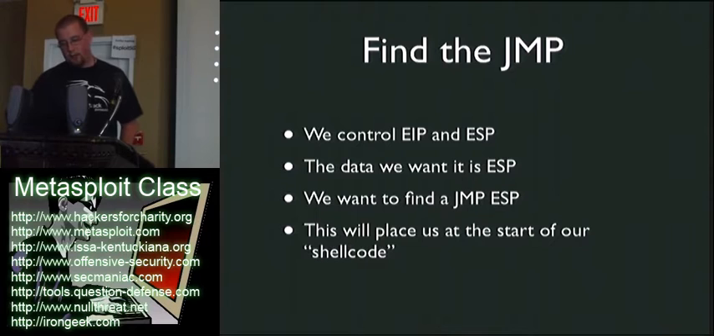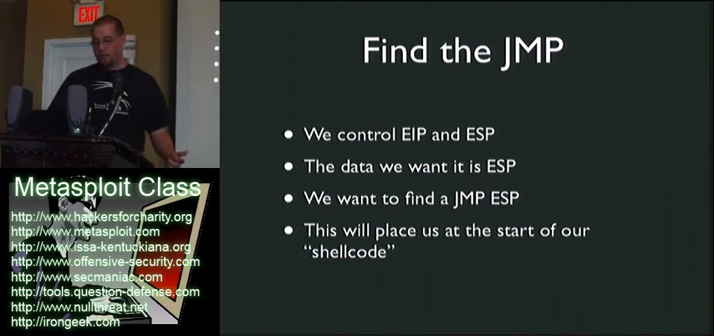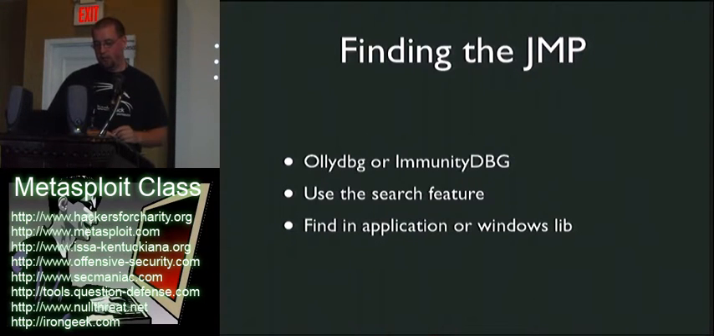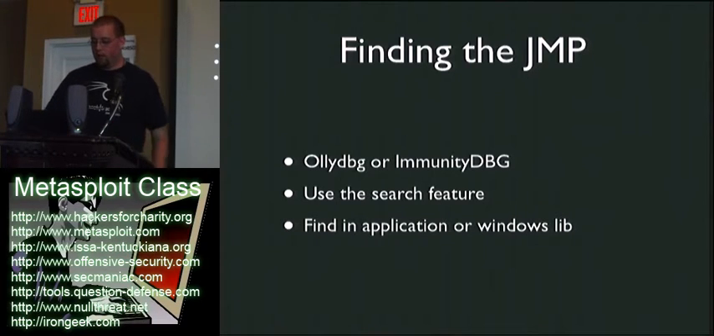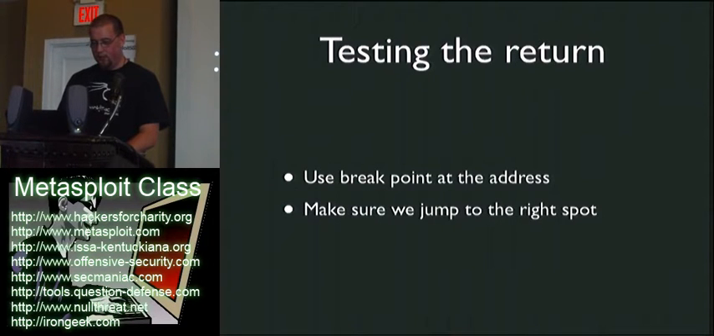Woohoo, we're there. Now we control EIP and ESP. The data we want to go to is in ESP. We need to find a jump to ESP, and that will put us right at the beginning of our shellcode. So we're going to use Immunity Debugger in this example. You can use Olly. They're very, very similar. We're going to use the search functionality. We need to find that jump in either the application or in a Windows library. Now we're really lucky that we're using XP Service Pack 2 here. We'll just use a Windows library because they're loaded in the same place every time in this example. It's not that way in the rest of the world, and you guys will find out about that later, but it's not really relevant to this.